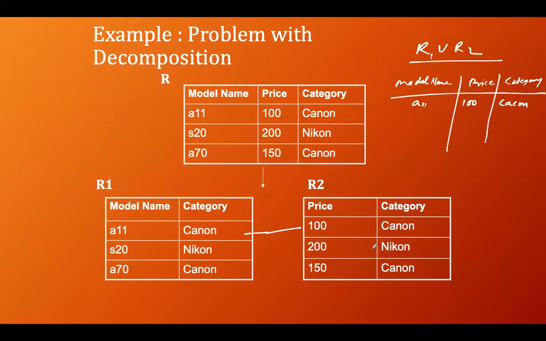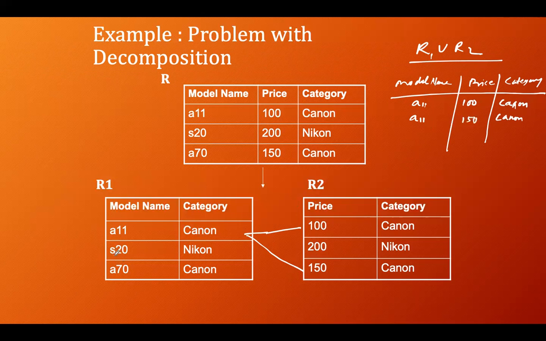A11 Canon, can we join with this? No, because Canon is here and Nikon is there, so we cannot join. Can we join with the third one? Yes, we can join it. A11 Canon, here also we have Canon. So here we'll get A11 Canon, and this is the 150.